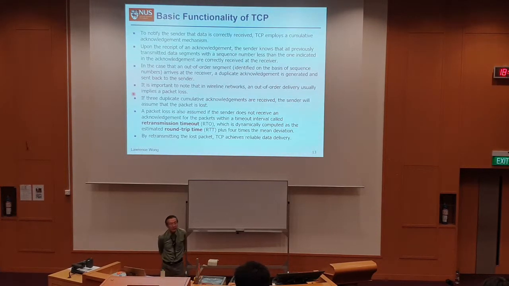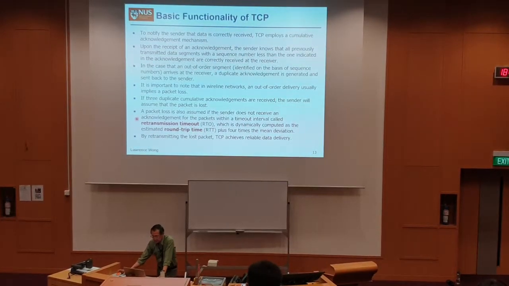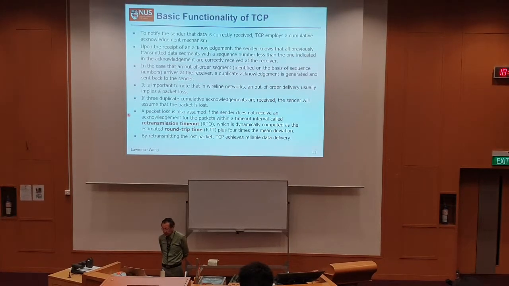Now, in the case of a wireline network, a wired network, if you have an out of order delivery, usually that implies a packet loss. Usually, okay? If 3 duplicate cumulative acknowledgements are received, the sender will assume that the packet is lost. So this is the traditional TCP. Now the packet loss is also assumed if the sender does not receive an acknowledgement for the packets within a certain timeout interval called the retransmission timeout, or RTO.